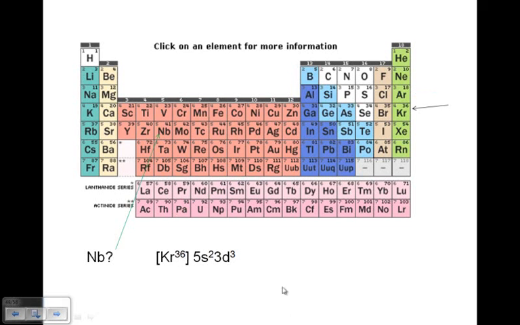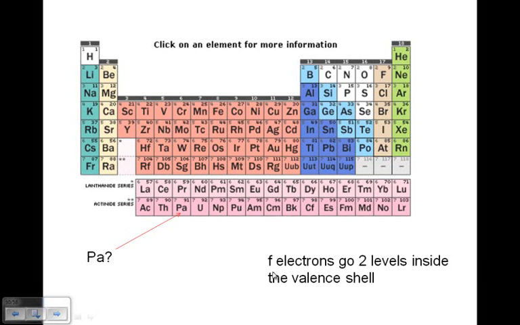How about, let me see, niobium. Nb is right here. It's going to be the same as the noble gas above it, which is krypton, number 36, plus 5s2, and then 1, 2, 3, 4d3. Okay.